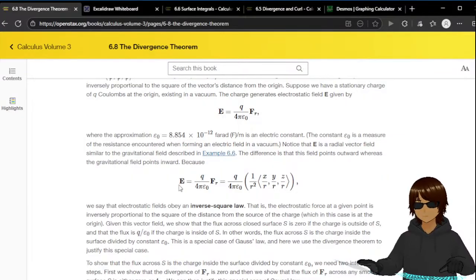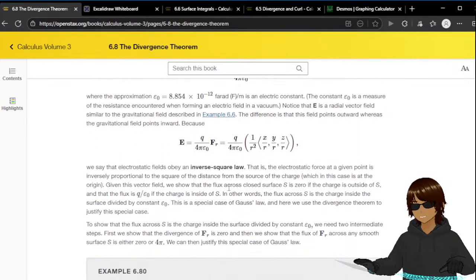Because E is q over 4 pi times the electric constant, F(r) is equal to this. We say that electrostatic fields obey an inverse square law. That is, the electrostatic force at a given point is inversely proportional to the square of the distance from the source of the charge.